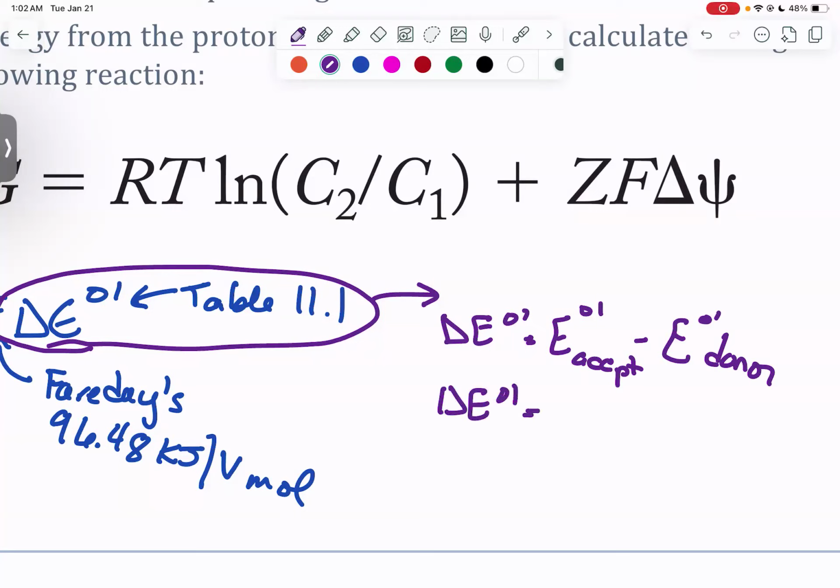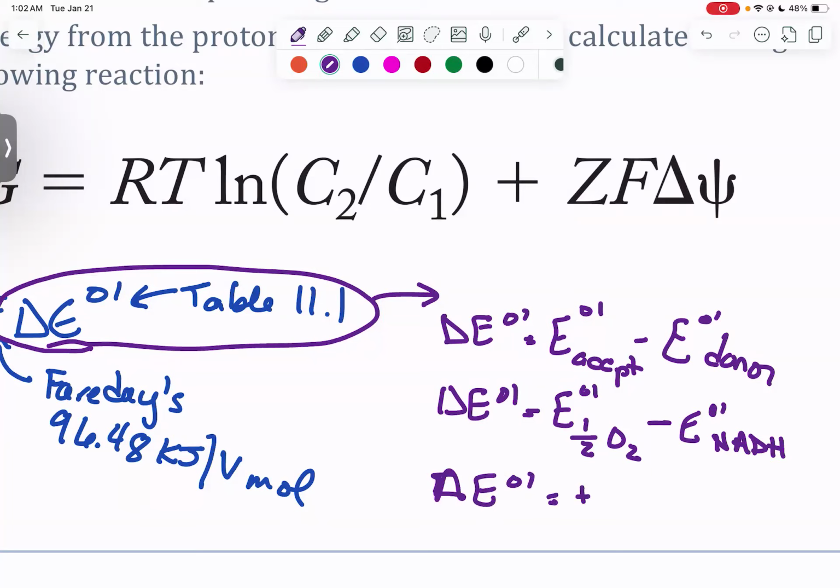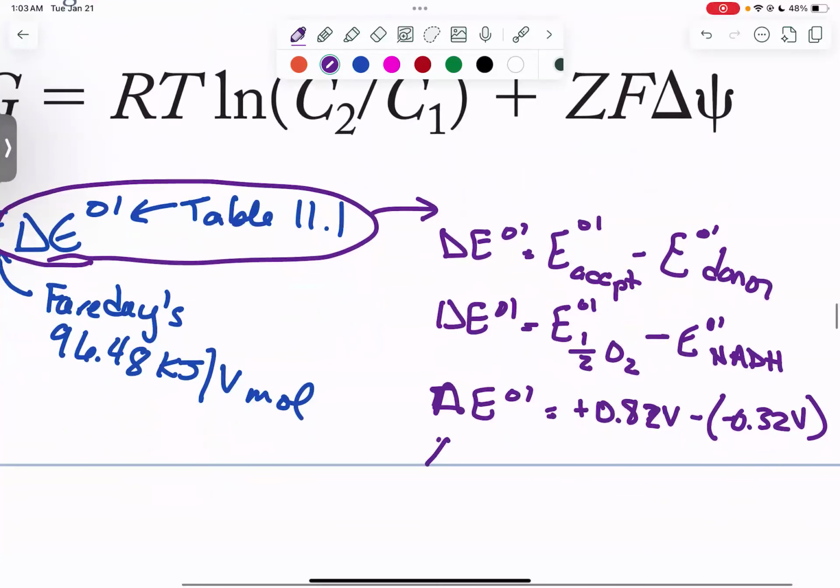We plug those values in, so we would have to do this for the 1/2 O2. This is E naught prime, and this is going to be NADH. If you look up those values, I think I've had them on the earlier slides, your O2 is a positive 0.82 or 0.83. And then your NADH was really negative, negative 0.32 volts. So this is a huge difference of positive 1.14 volts.